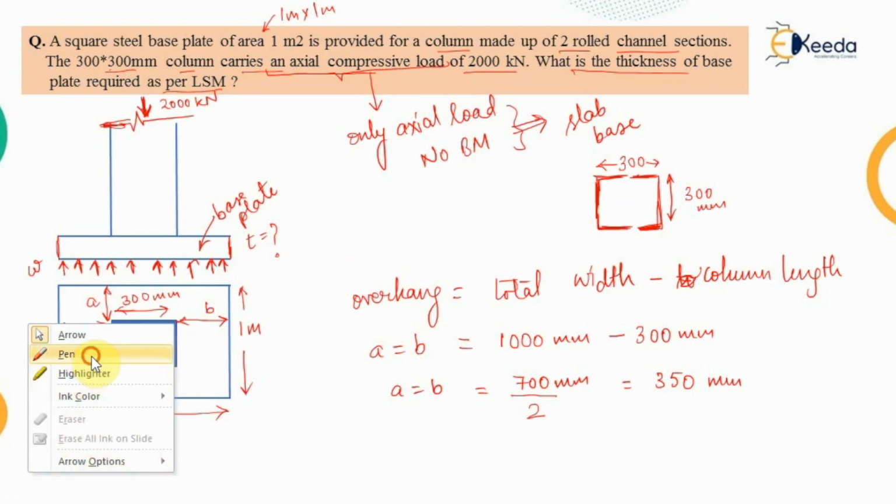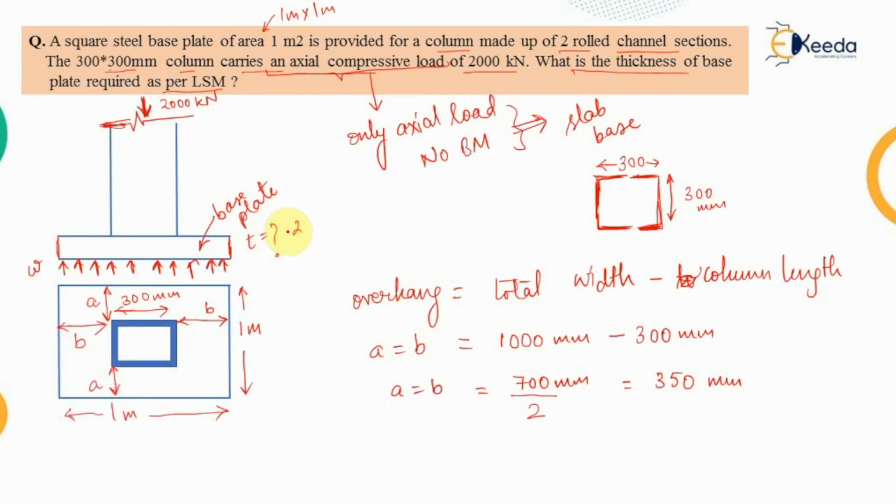That means this 43.4 millimeter is the thickness of the slab base, which will be subjected to the uniform bearing pressure of 2 Newton per square millimeter, and it will transmit the load safely to the concrete pedestal.